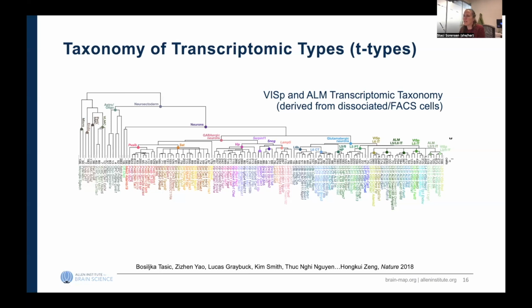These groupings of cells give us a taxonomy of transcriptomic types, or T-types. Since this taxonomy is built using very large numbers of neurons, it provides a very stable framework to use for understanding cell types. However, a major question for us is, how do these transcriptomic types relate to cell types described using more traditional methods that measure morphology and electrophysiological properties?